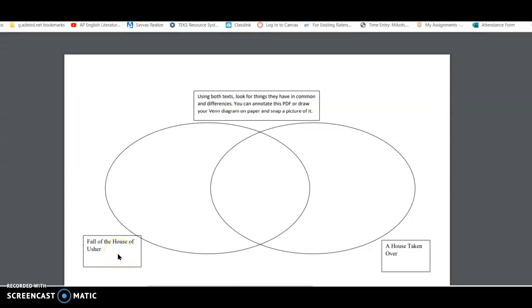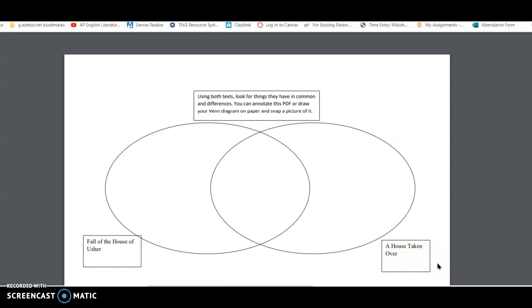And if you struggled to understand that, you're not the only one. It was a tough read, and I'm glad we did it as a class, but I also did post a summary for you if you would like to go back and watch that just to refresh your memory or whatnot. I also had you read A House Taken Over yesterday.